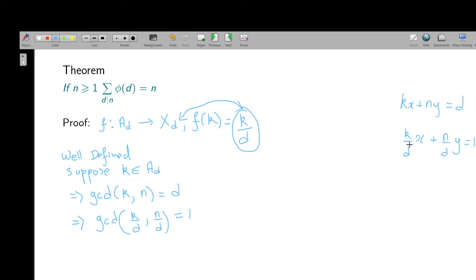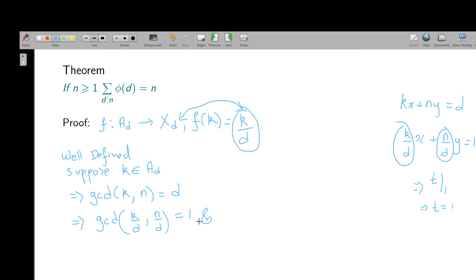That is because suppose you have some other divisor, say t. Suppose t divides k by d and n by d. Then t will also divide 1, which means that t will have to be equal to 1. And this tells us that the only possible common divisor of k by d and n by d is 1, which means that the GCD of k by d and n by d is 1.